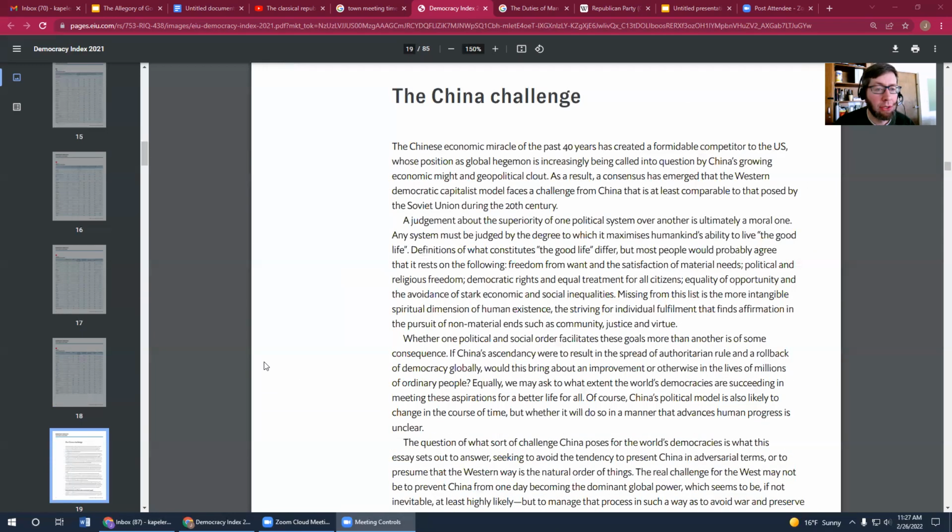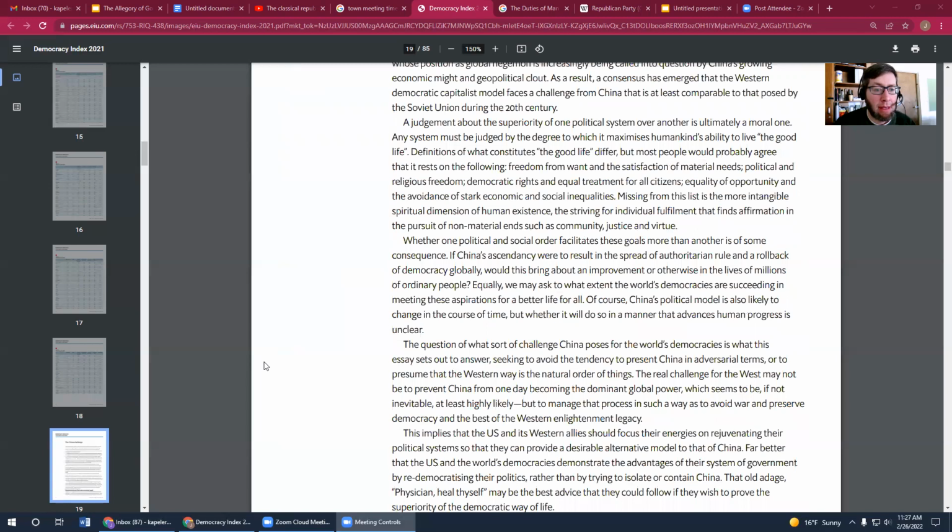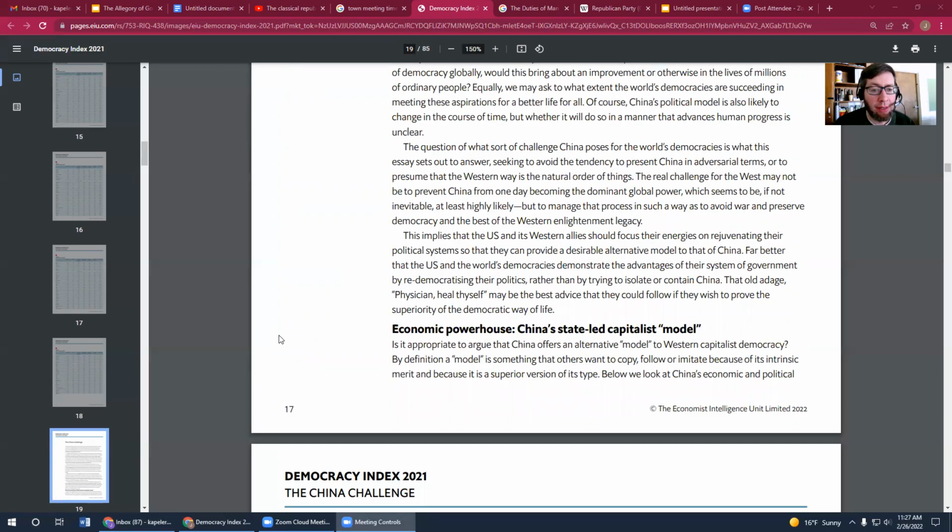Let's go to the China challenge. Okay, so economic powerhouse, China's state-led capitalist model. Okay, so yeah, China, there's a great question, and it's argued among leftists all the time. Is China a communist country or capitalist country? This is a good description right here. It's a state-led capitalist country.